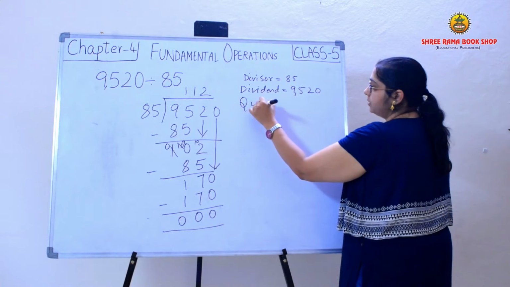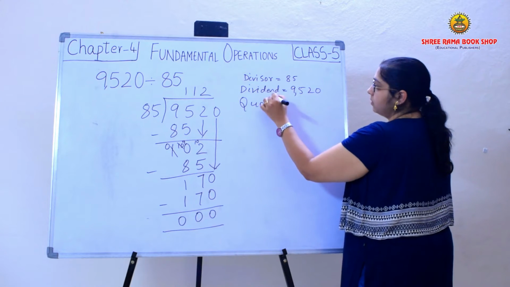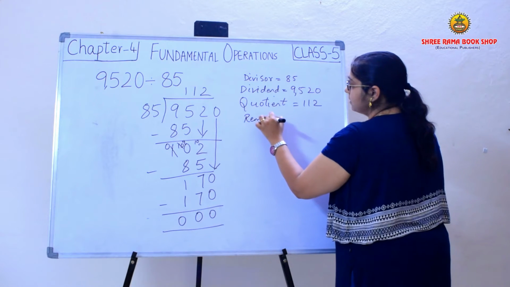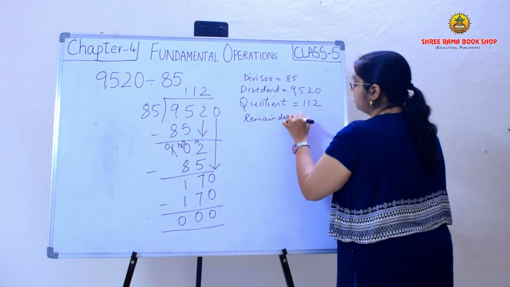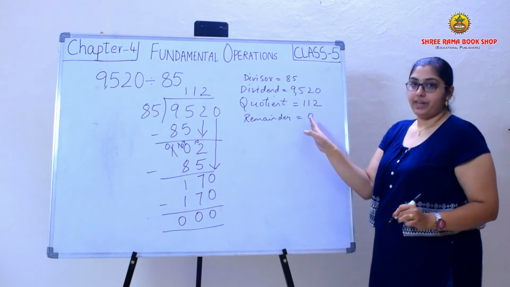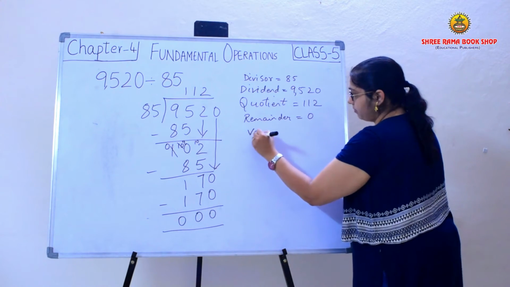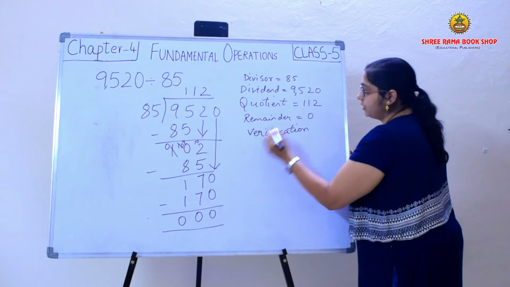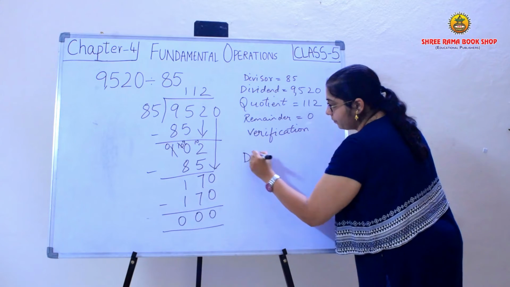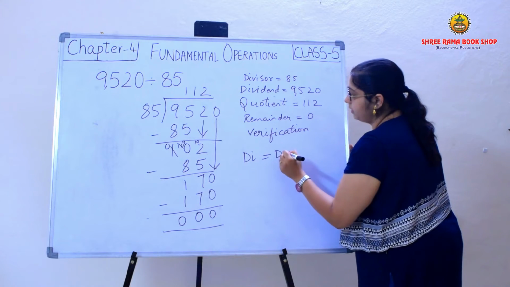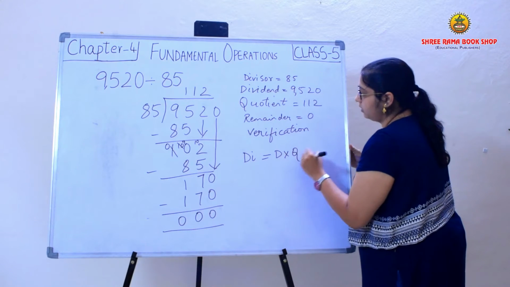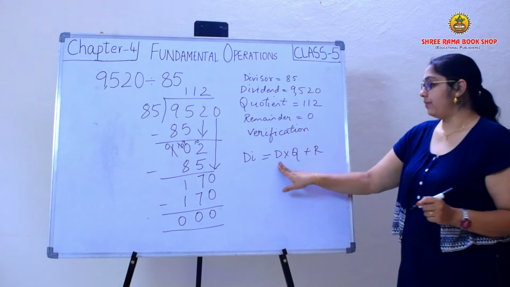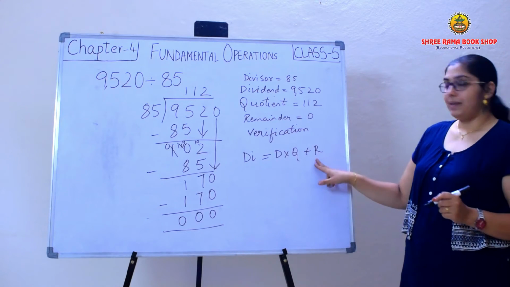Okay, quotient is 112 and remainder is 0. So I need to verify this division. So verification method, in the recall I have said that for verification, dividend is equal to divisor into quotient plus remainder.